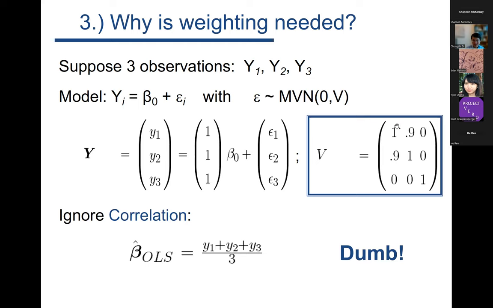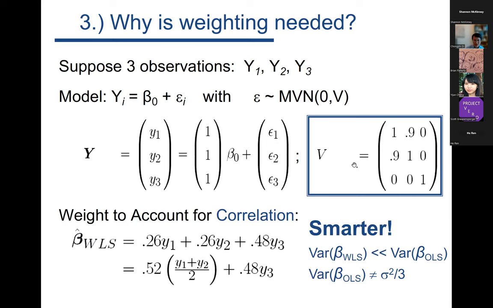In this case, the variance matrix is not a diagonal matrix anymore, but we can still define an inverse in matrix form. This is the part where I hope all of you have some basic familiarity with matrices. A positive semi-definite matrix, typically like a correlation matrix, has an inverse matrix. So if you take the inverse and use it as your weight matrix, what you actually get is something like this. It's pretty interesting: in this particular case, the weight for Y1 is 0.26, the weight for Y2 is also 0.26, but the weight for Y3 is 0.48.